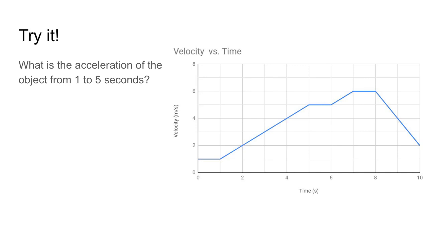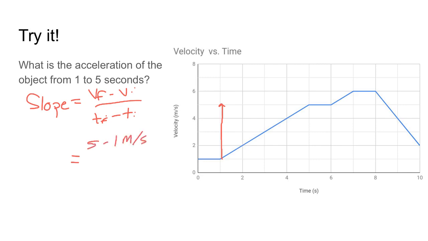So for the acceleration of the object from 1 to 5 seconds, we're going to go the slope, which is the acceleration of a velocity versus time graph, is v final minus v initial over time final minus time initial, or time 2, time 1, however you want to think about it. We have the velocity final, we're going from 1 to 5 seconds, so let's go off the top here. We're going up from 1 up to 5. So we go 5 minus 1 meters per second.